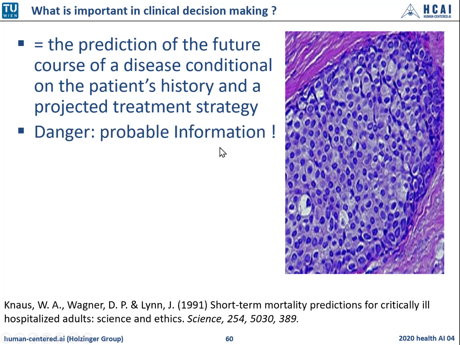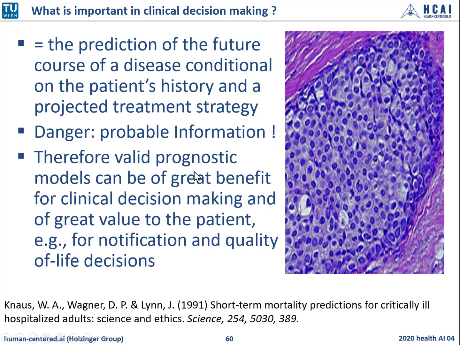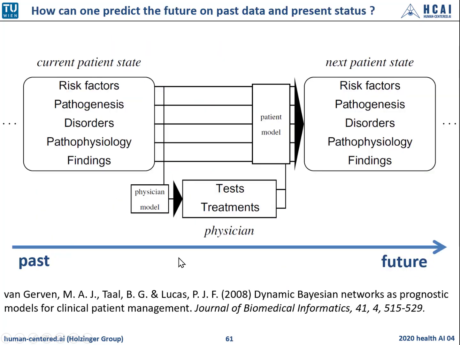And the danger is, of course, we are always dealing with probabilistic information. This is non-trivial. And therefore, a valid prognostic model can be of great benefit for clinical decision making and of great value to the patient, of course, for prognostication and quality of life decisions. So these data are not always available, and the only source of knowledge may be that of the domain expert, which is often condensed in the form of medical textbooks, guidelines, or procedures. So how can one predict the future based on past data and present status?